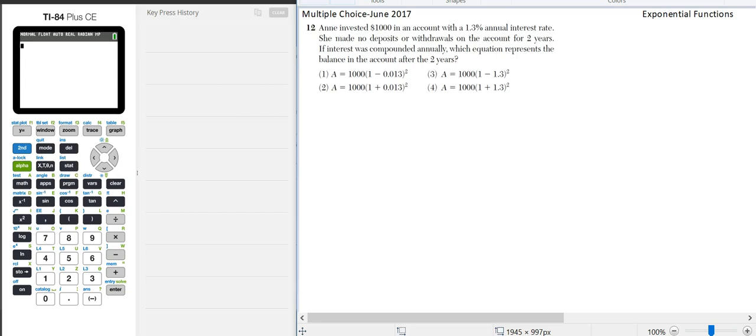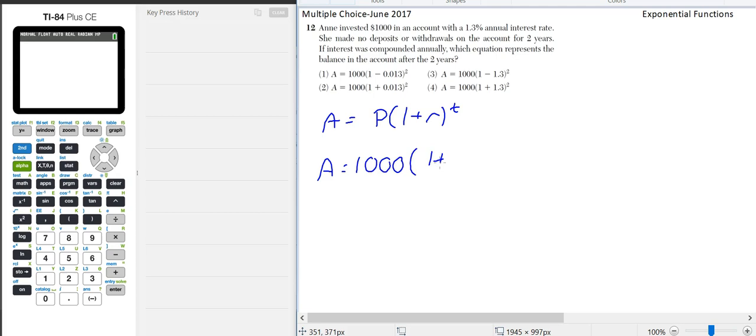So this is exponential growth because she's gaining money. She's getting more money each year because she's collecting interest. And all exponential growth functions are in the form A equals P times (1 plus r) to the t. A is the amount after 2 years. P is the principal or the original amount. R is the rate as a decimal. And t is the amount of time. So here we're going to plug in whatever we can to solve for A, which is the amount. A is equal to P. The principal, the original amount that she invested, is $1,000.